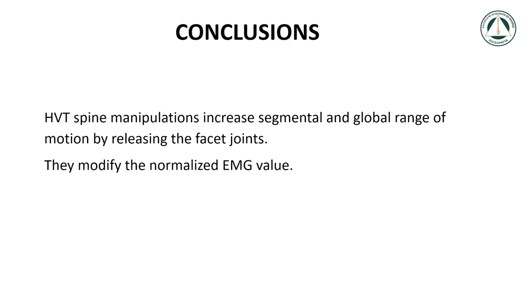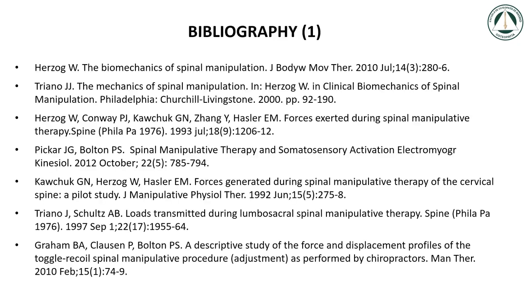HVT spine manipulations increase segmental and global range of motion by releasing the facet joints. They modify the normalized EMG value. Hereunder, you can see a list of all the references used for this presentation.